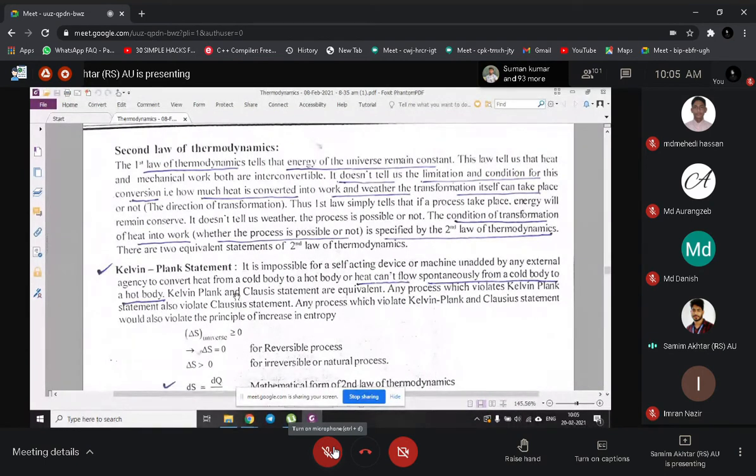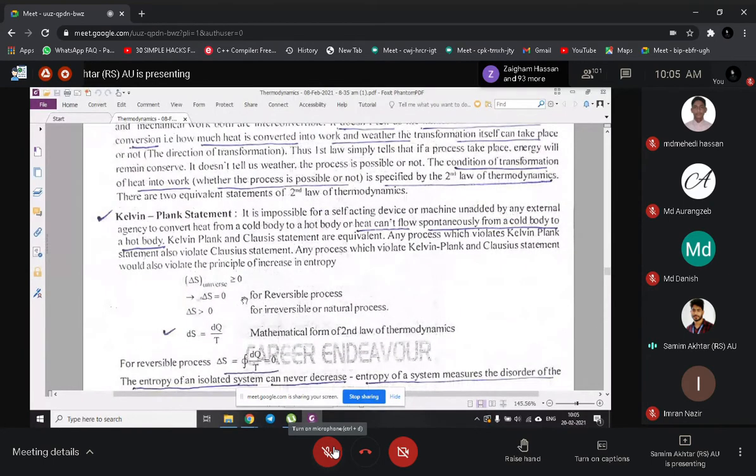But if we add some external agency or some external work, then it is possible to transfer heat from a cold body to a hot body. That means heat can flow from a cold body to a hot body only if we add some external agency.